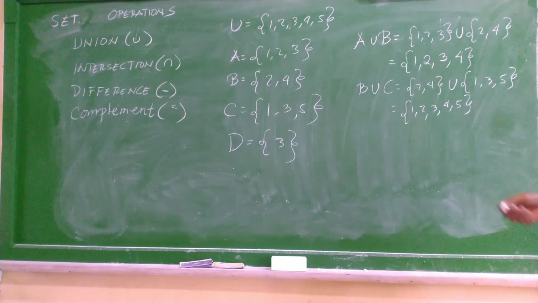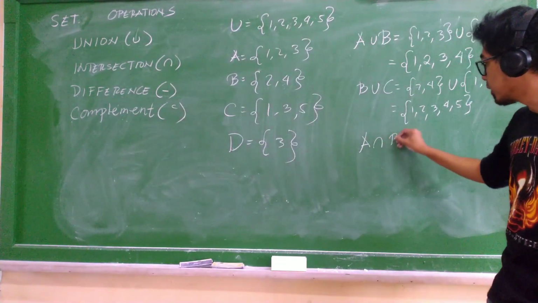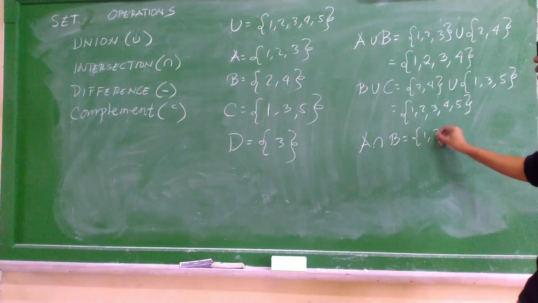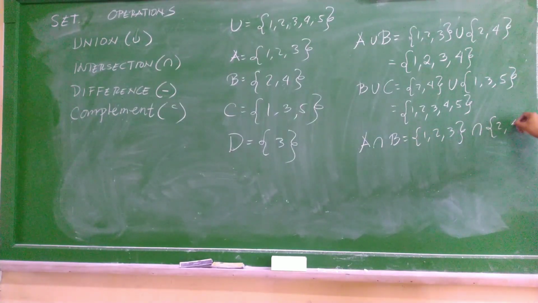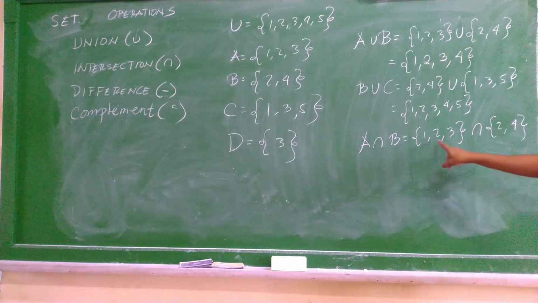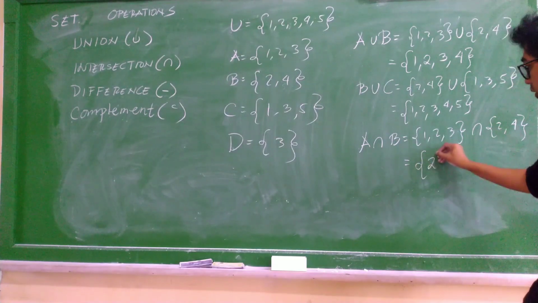Okay, intersection. When we say intersection, you choose what is common. So let's say A intersection B. A is {1, 2, 3}. B is {2, 4}. What is common between A and B? The answer is 2. So our answer is simply {2}.